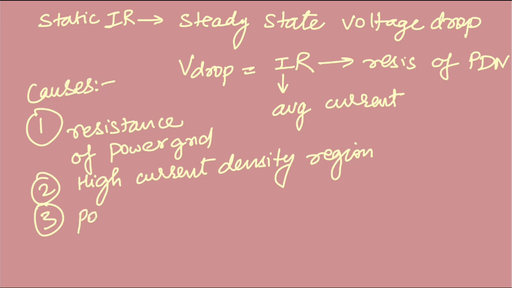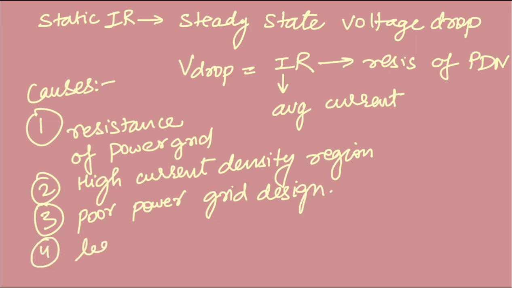Poor power grid design is also one of the reasons for static IR drop. And the last one is leakage current. If the design is too leaky, then also you will see the problem. So the design should not be too leaky.